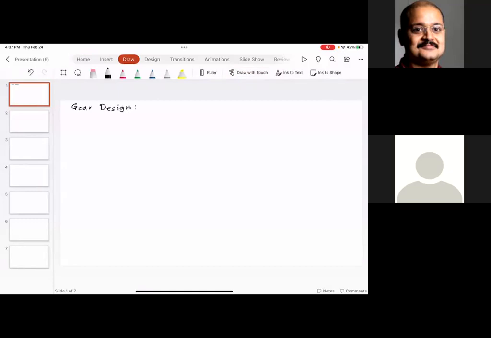So how do you design gears? Now, first and foremost, what are gears? Have you seen gears? Anyone? Somebody tell me, what is the main application of gear? Transfer torque. Then any, yeah, and increase power.